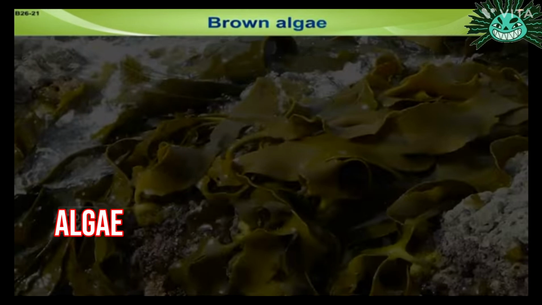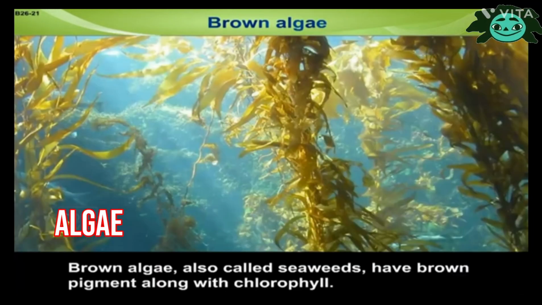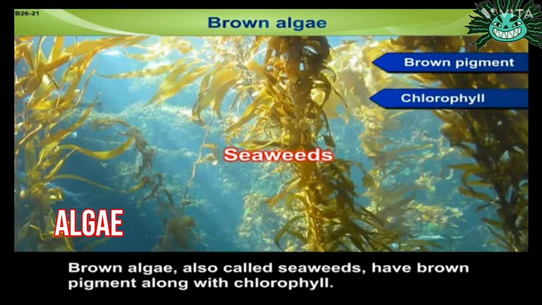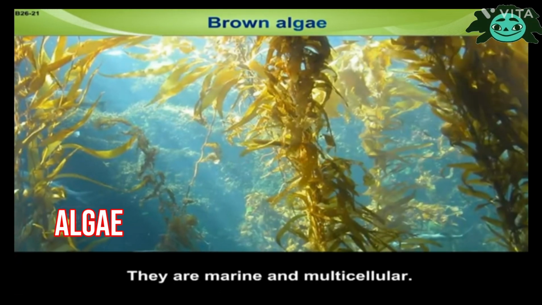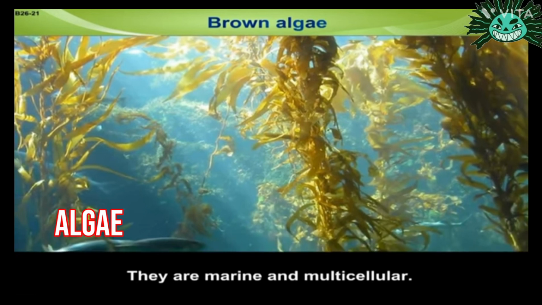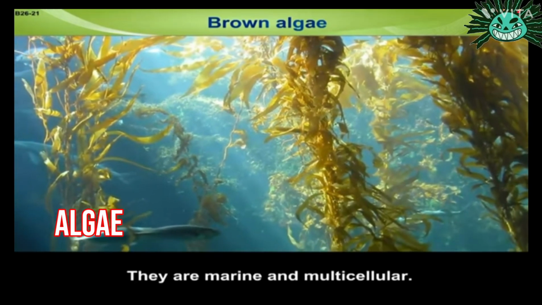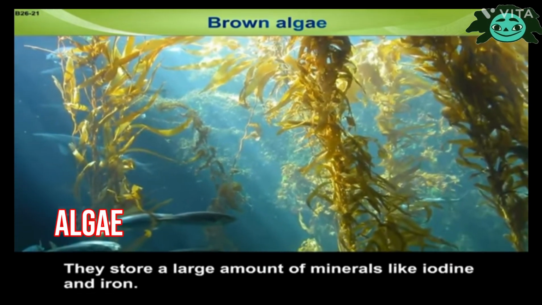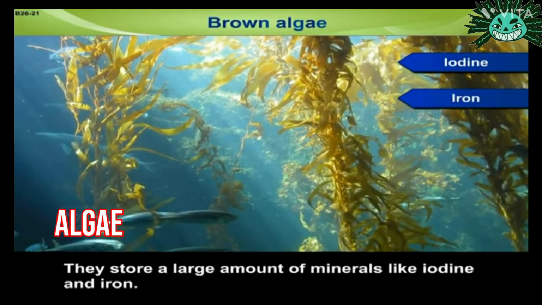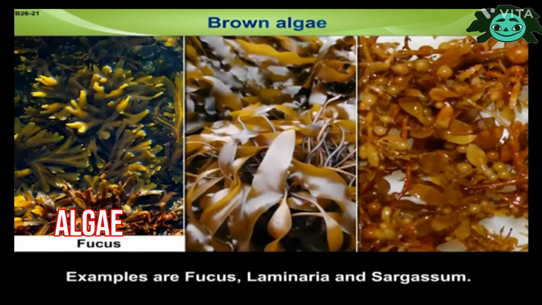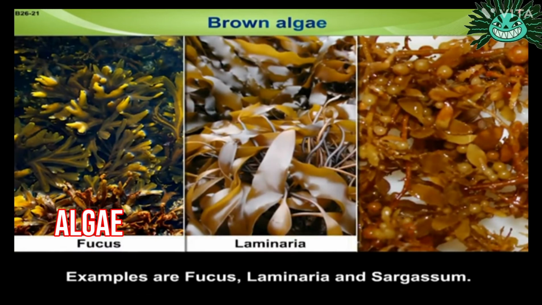Brown algae. Brown algae, also called seaweeds, have brown pigment along with chlorophyll. They are marine and multicellular. They store a large amount of minerals like iodine and iron. Examples are Fucus, Laminaria, Sargassum.